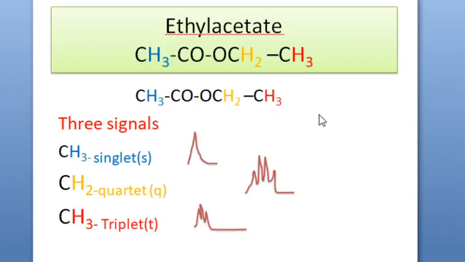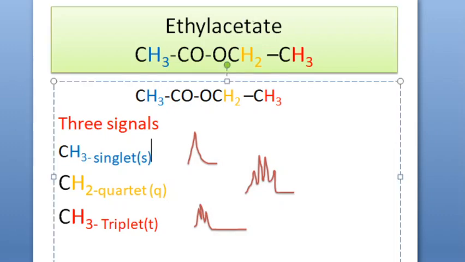Ethyl acetate. Look at the formula of ethyl acetate. So what is the formula of ethyl acetate? CH3COOC2H5. CH3, C double bond O, O, C2H5. That C2H5 we write as CH2 and CH3. So based on the colors, you just identify the number of sets of protons. There are 3 non-equivalent sets of protons: blue hydrogens, yellow hydrogens, and another one is red hydrogens.